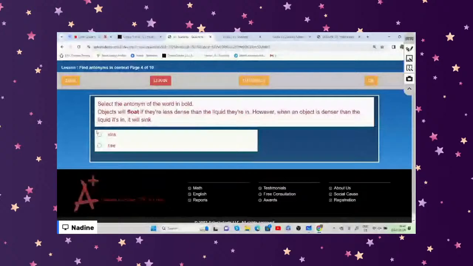Objects will float if they're less dense than the liquid they're in. However, when an object is denser than the liquid it's in, it will sink. So if something does not float, does not stay above water, then what does it do? Does it sink or does it rise?